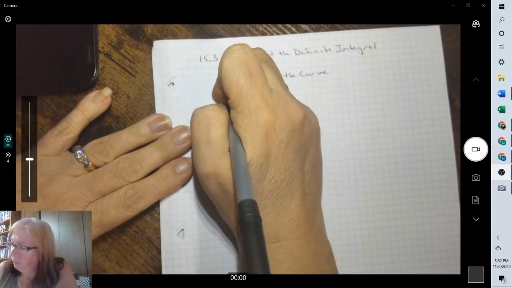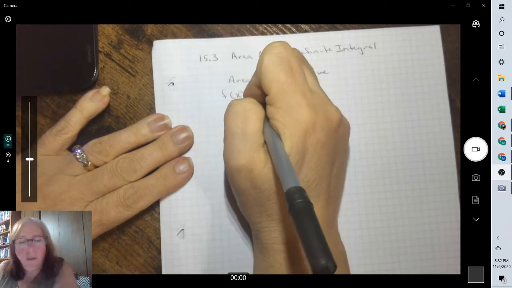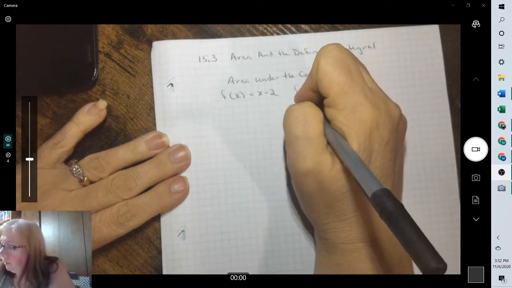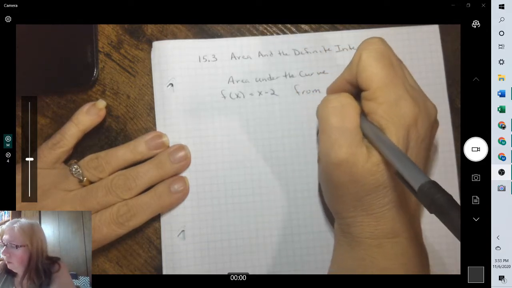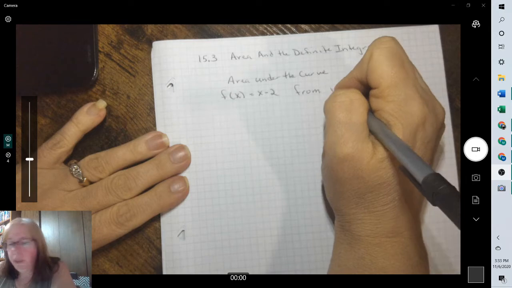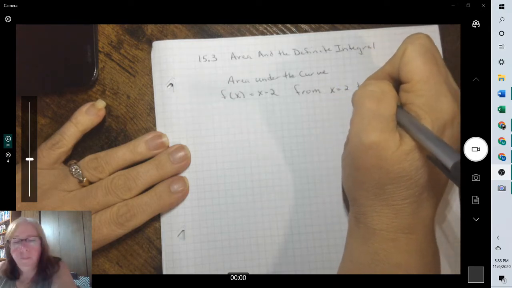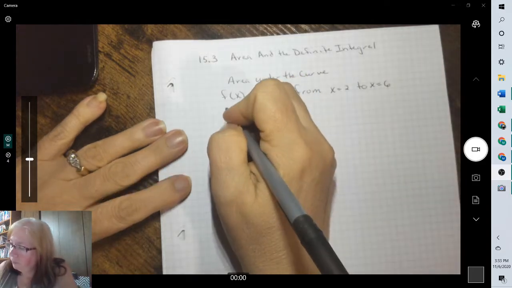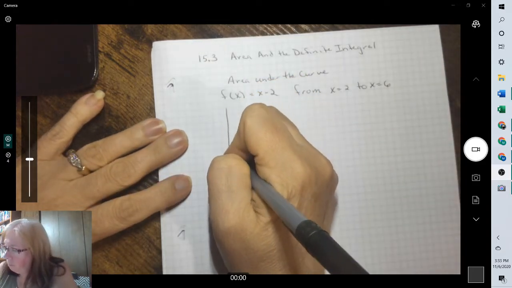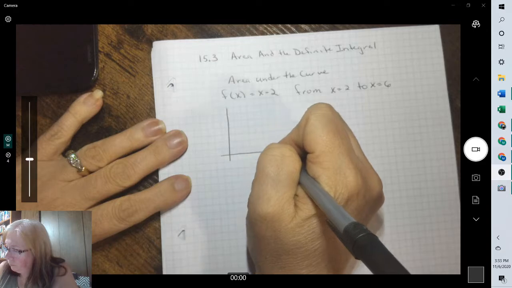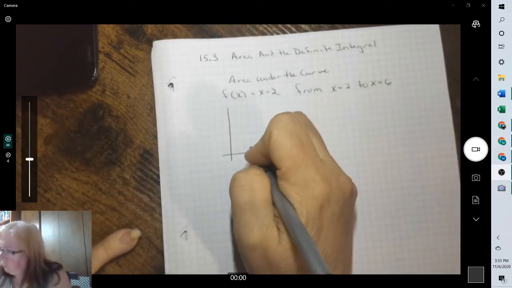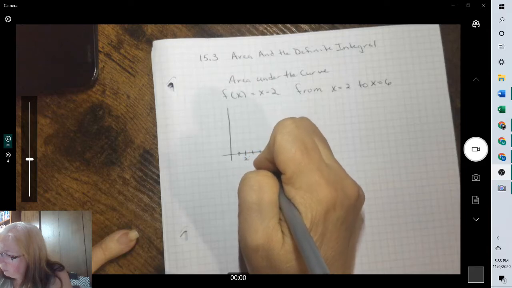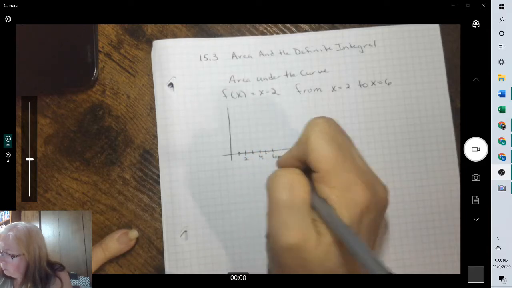Now if we have the function x minus 2, and we want to find the area under the curve from x equals 2 to x equals 6. First thing, graph it. We're only going from 2 to 6.